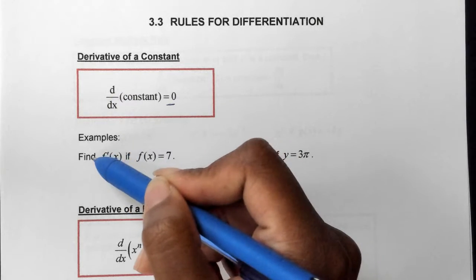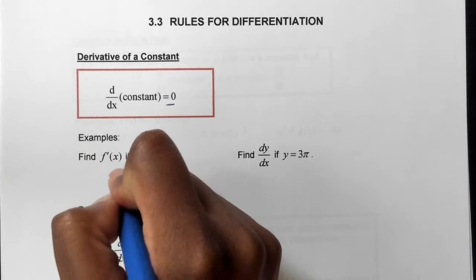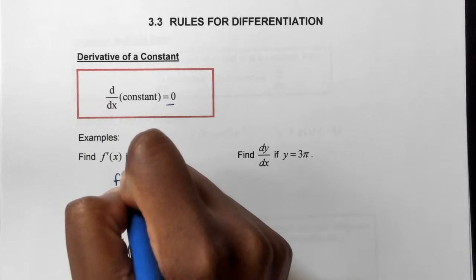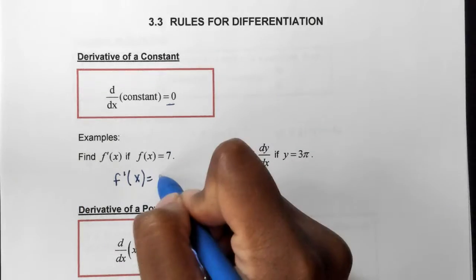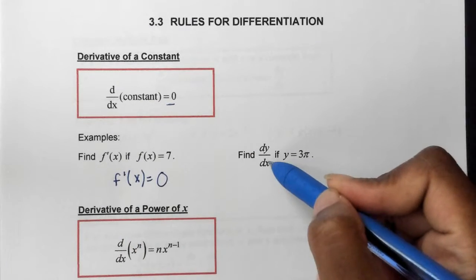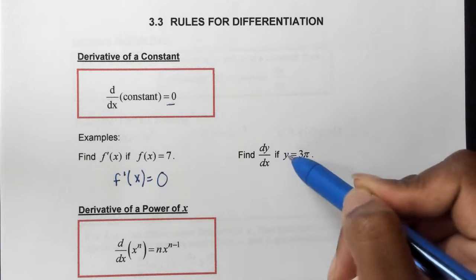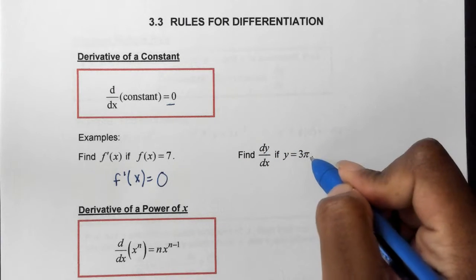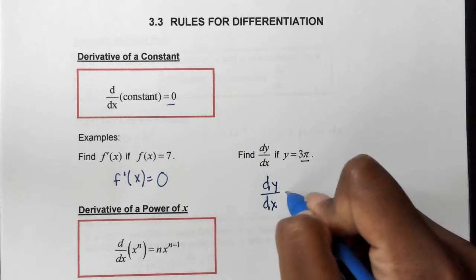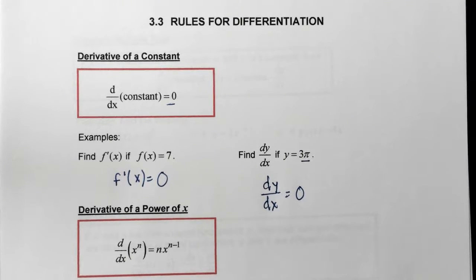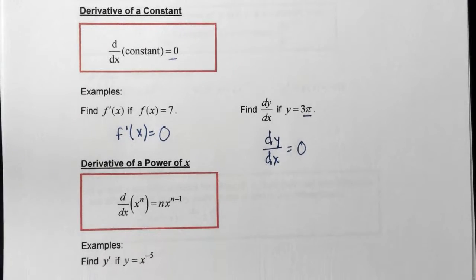So if I want to find f prime of x, if f of x is 7, I know that 7 is a constant, therefore the derivative is 0. Same here, dy dx, which really is the derivative of y with respect to x. If y equals 3 pi, I know 3 pi is a constant, therefore dy dx is equal to 0. That one's pretty straightforward. So every time you are having the derivative of a constant, your derivative is 0.